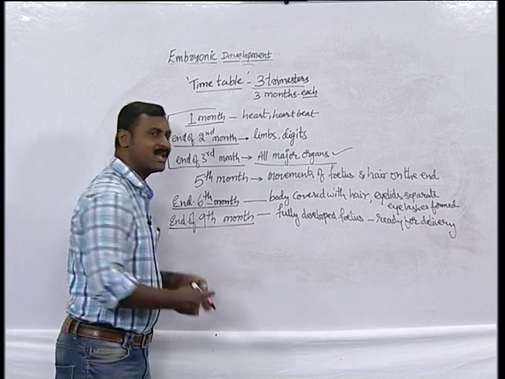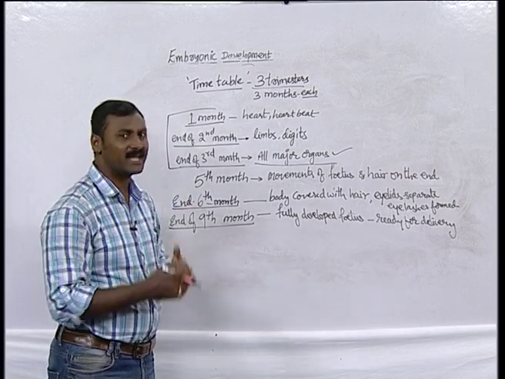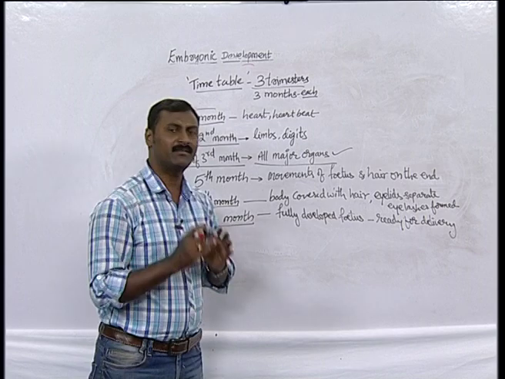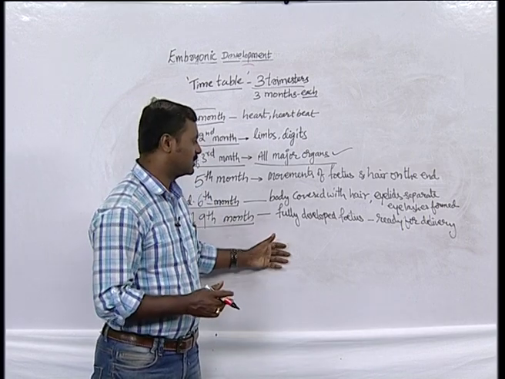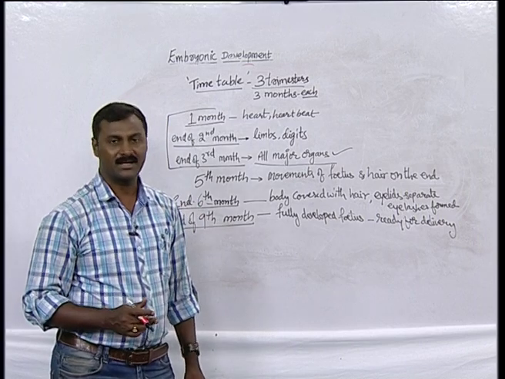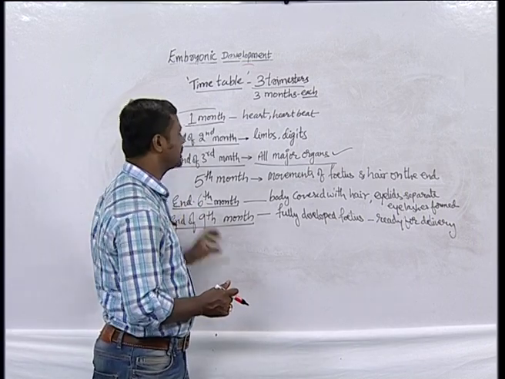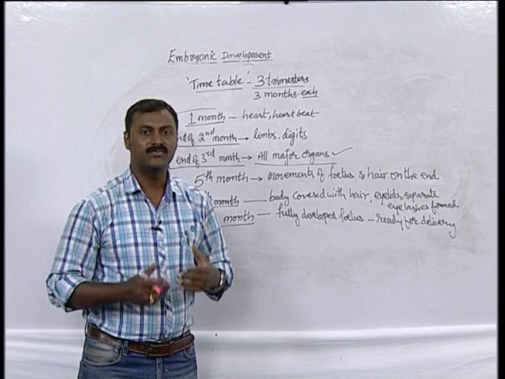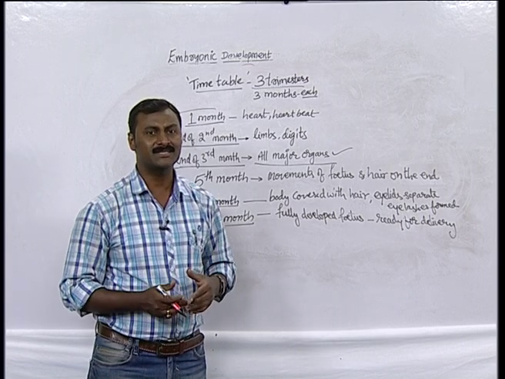And at the end of the 3rd trimester, the end of the 9th month, a fully developed fetus with all characters, we can see it is ready for delivery. So these are the different events. So the fully grown fetus is going to get delivered.